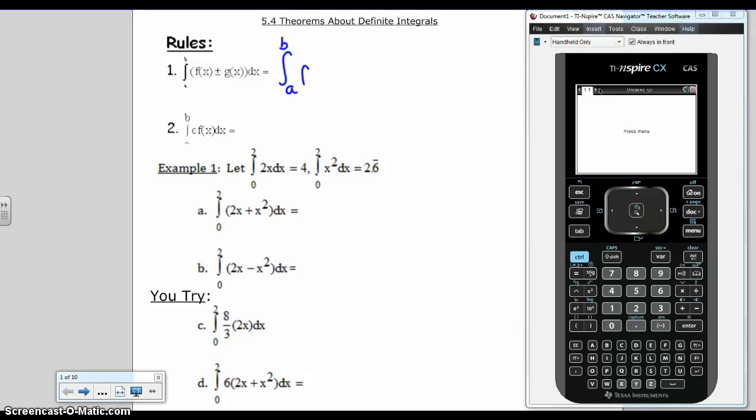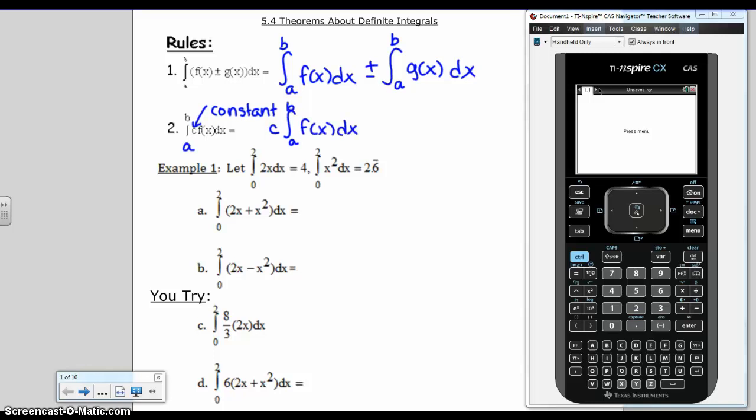So you can have the integral of f of x dx, plus or minus the integral of g of x dx. So you can break up an integral over addition. In rule 2, if you have a constant being multiplied by the function, you can actually pull the constant in front of the integral symbol. So you can pull the constant outside of the integral. You can only do that with constants.